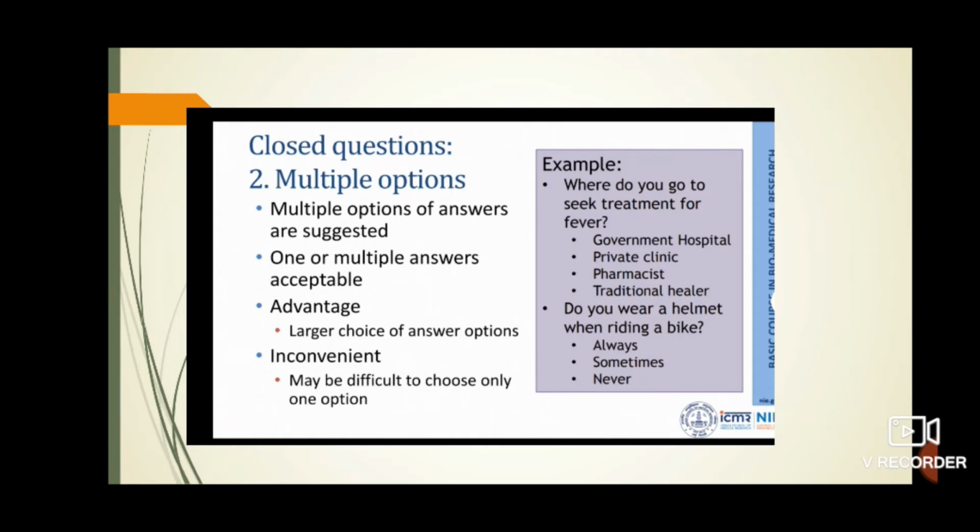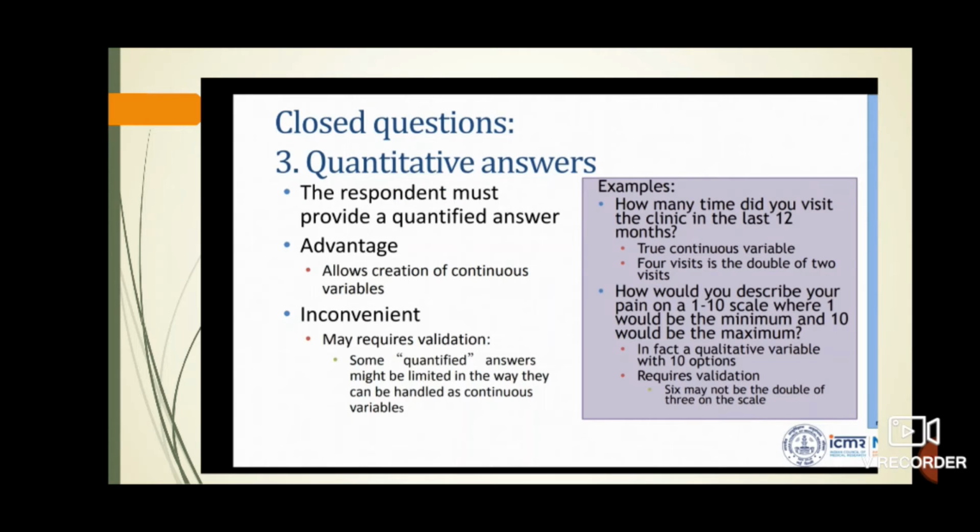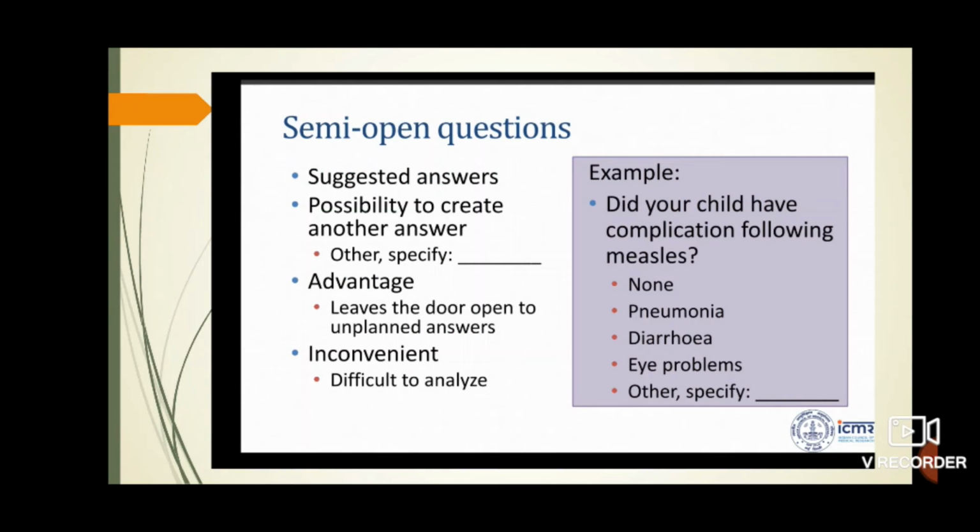Multiple options, as the name indicates, has multiple options for the answerer. Quantitative answer means that the respondent must provide a quantified answer. That is, it allows creation of continuous variables, and is inconvenient in that it requires validation. Semi-open questions have a possibility to create another answer. It has the advantage that it leaves the door open to unplanned answers, and it is inconvenient because it is difficult to analyze.